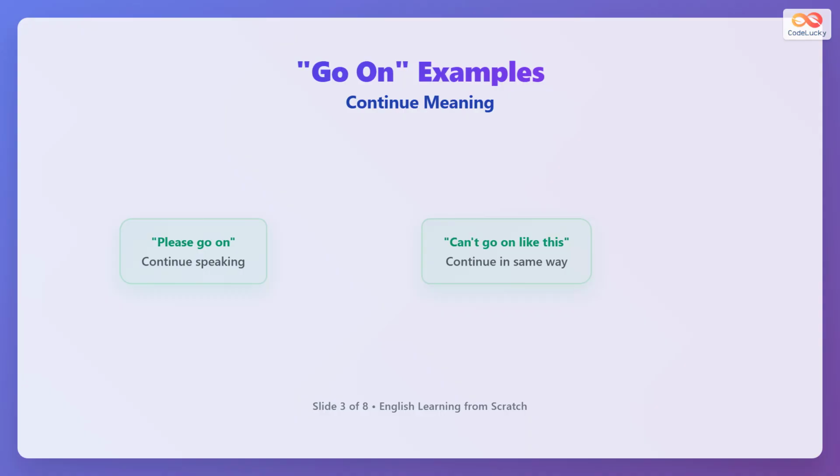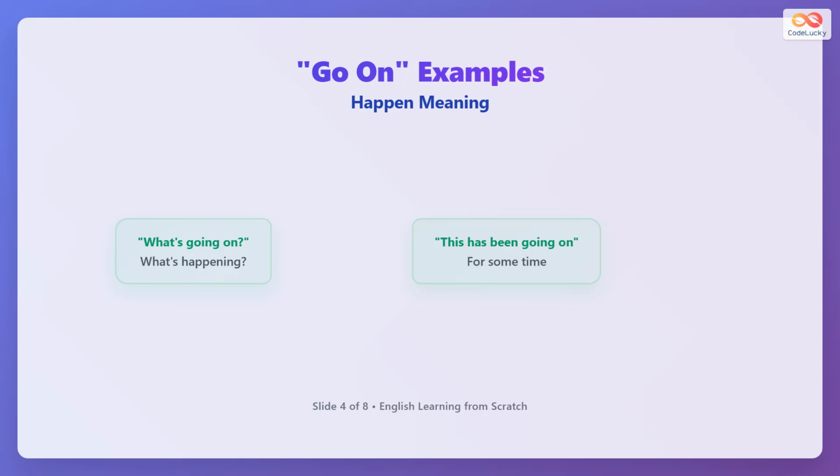Please go on means continue speaking after pausing. People say this politely when they want you to keep talking during a conversation. Can't go on like this means you cannot continue the same situation or behavior anymore. Both examples show continuing an action that was already happening.